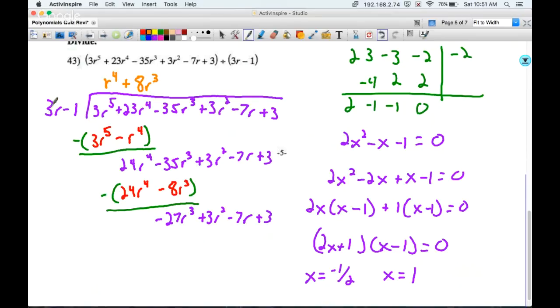What do I have to multiply 3r by to get a negative 27r to the 3rd? Well, that's going to be a negative 9r squared, which is going to get me my negative 27r to the 3rd. It's also going to get me my positive 9r squared. Subtract that away. And those cancel. This gets me a negative 6r squared. Copy down the rest of it.